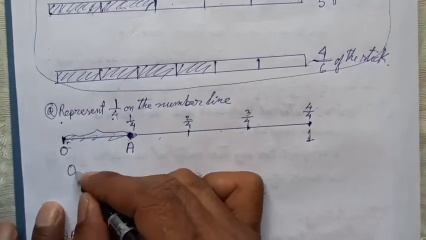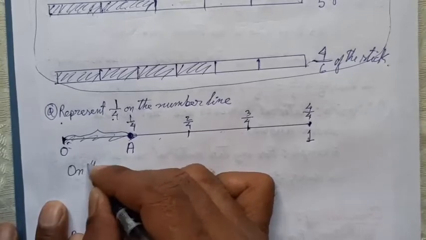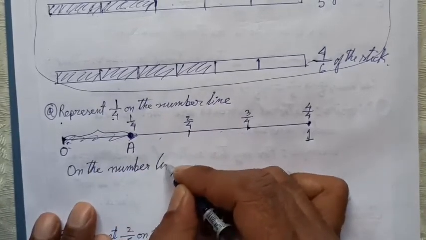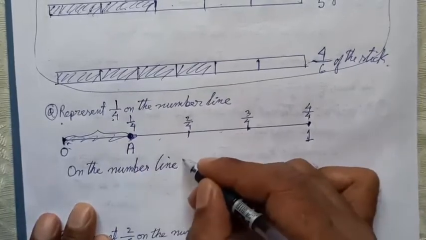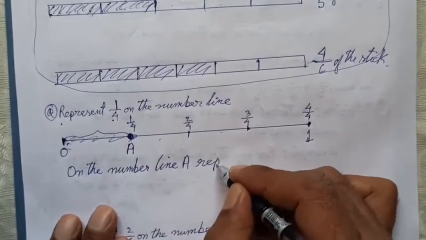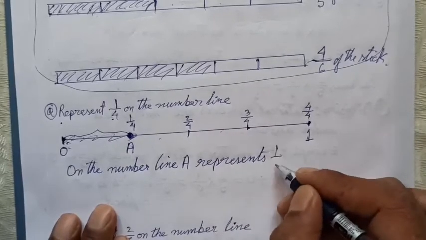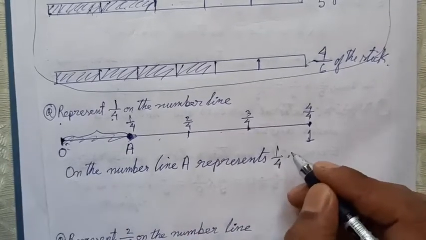So we can write on the number line, A represents 1 by 4. Here it is finished.